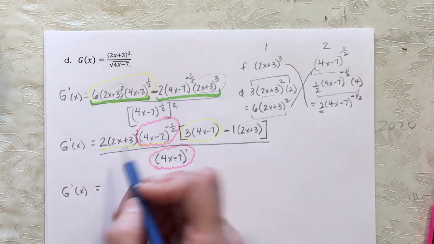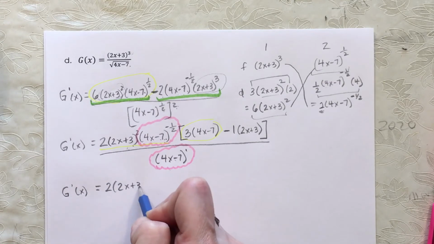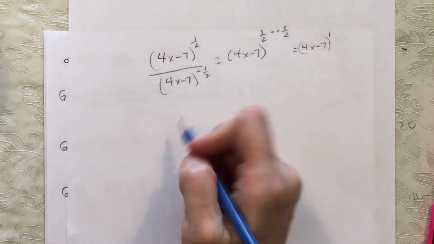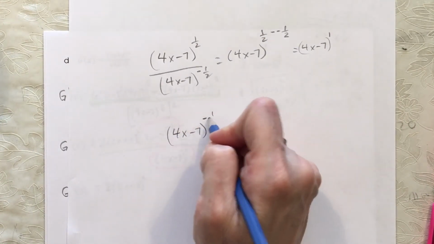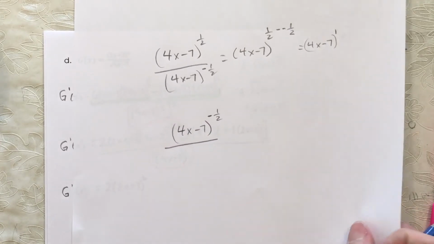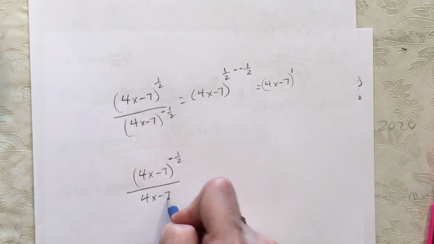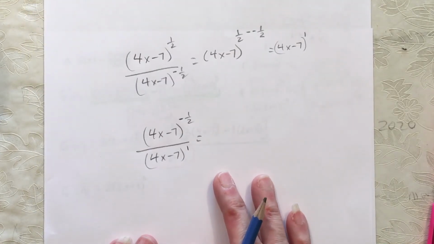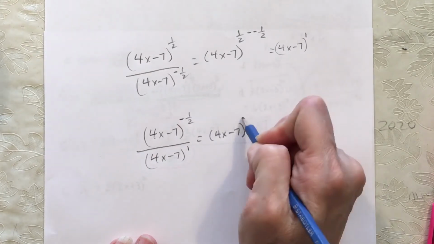I can use exponent rules. So I've got my 2 and my (2x + 3) squared. Now if I have (4x - 7) to the negative half in the numerator, and I'm dividing that by (4x - 7) to the 1 in the denominator, according to the exponent rules, I keep the base and subtract the exponents.